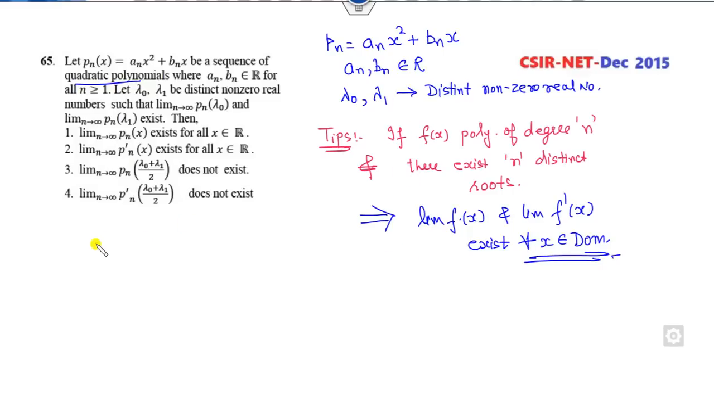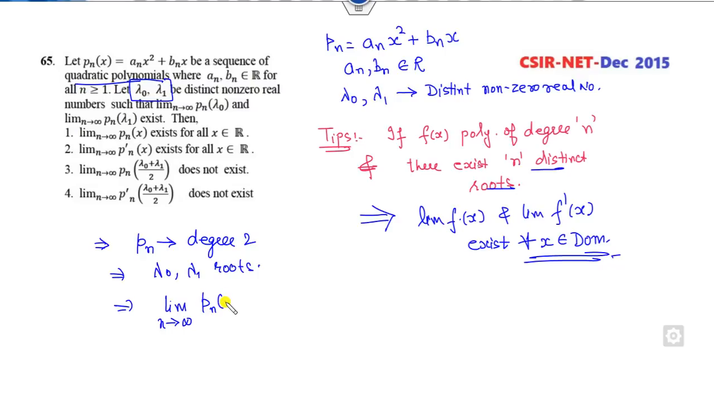Now in this case, what is given to you? P_n is of degree 2. So how many roots do we need? Two distinct roots, and they are given to you as two distinct roots. Fine. So what is the meaning of that? The limit as n approaches infinity of P_n(x) and the limit of P_n'(x) both exist for all x in R. So you can see the first two options are directly correct.